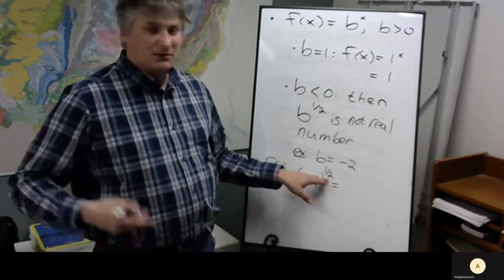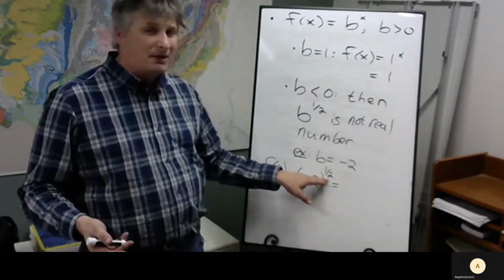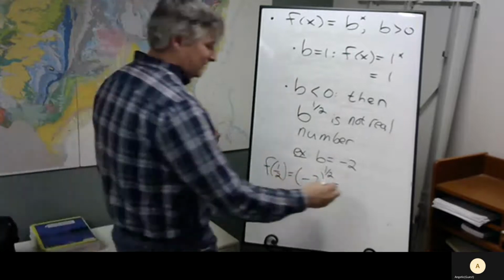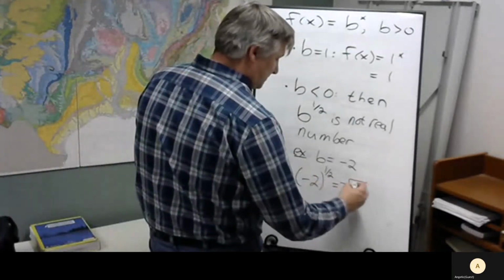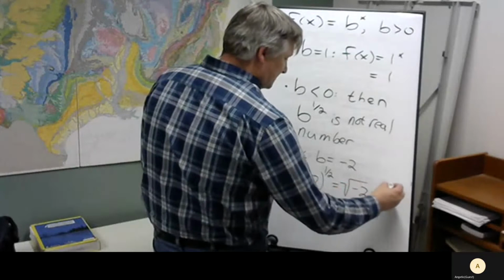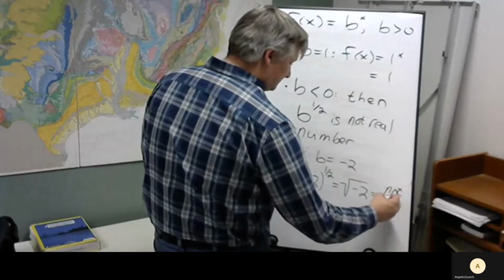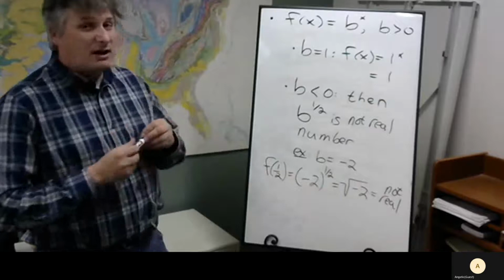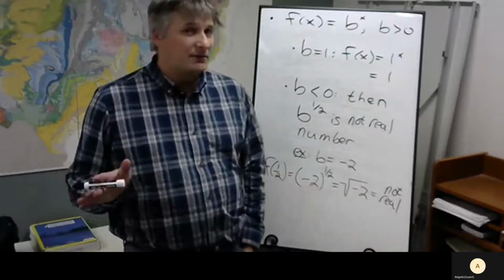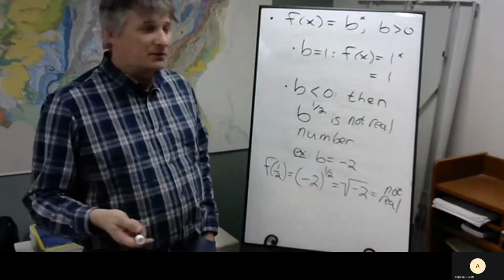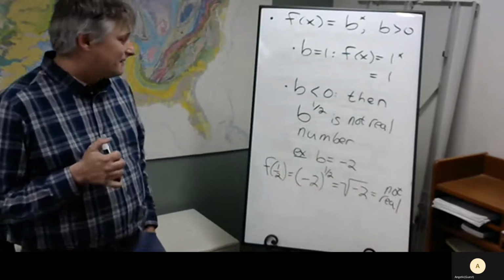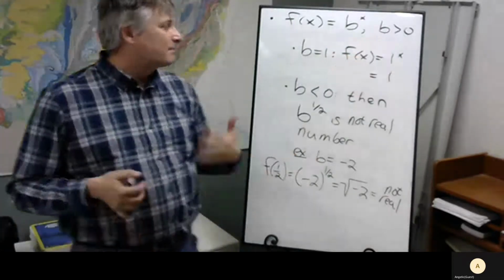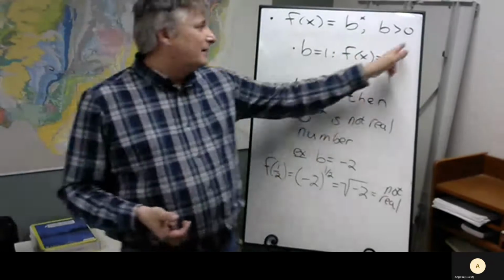This means that the denominator is an even number. And when the denominator is an even number here, we can't do this. This is like taking the square root of -2. This is not real. It's what's called a complex number, and that's a whole other conversation. That's a two-dimensional number that we're not going to deal with. But if you're wondering why b is greater than 0, this is sort of why.